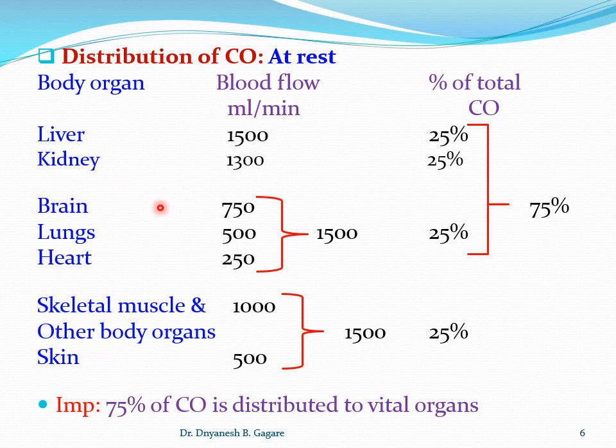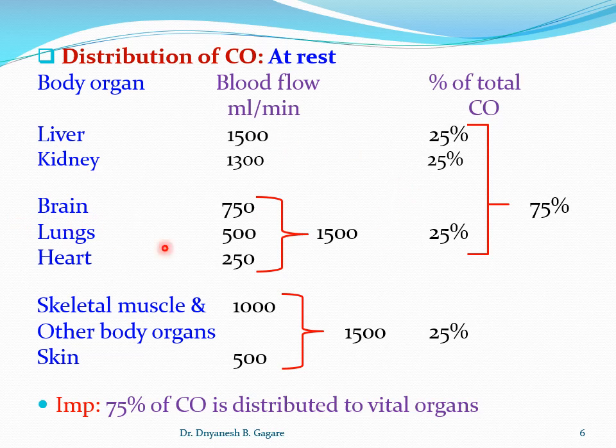You can see the blood flow to the different organs. See, the liver gets 1500 ml blood per minute, that is 25% of the cardiac output. Kidney gets 1300 ml blood, that is 25% of total cardiac output. If you see, the size of the kidney is small. Okay, and here perhaps it is the highest contributor of the cardiac output, because 25% of cardiac output at resting state goes to the kidney.